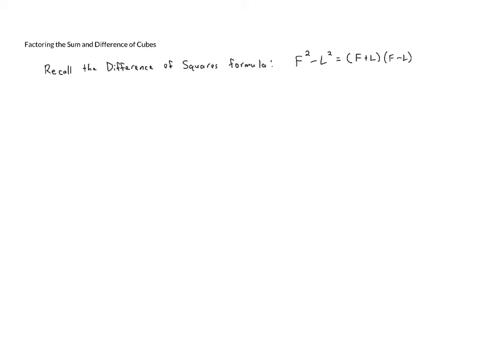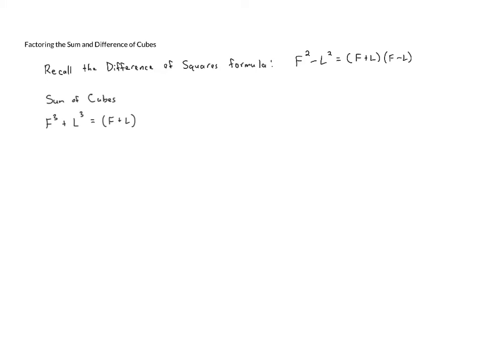We also are able to factor a sum of two cubes and a difference of two cubes, and we have formulas for both of these. Let's take a look at the formulas and a couple of examples. First, we'll look at the sum of cubes. So if we have a perfect cube plus another perfect cube, we can factor this into two factors.